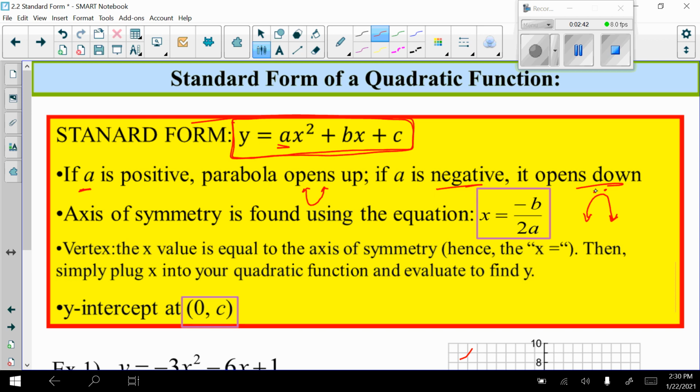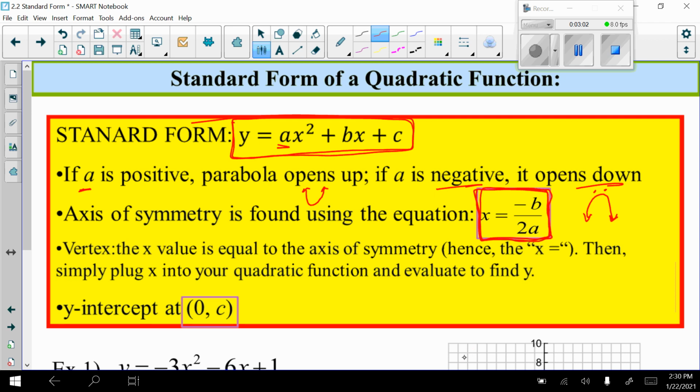The axis of symmetry. Remember, this was super easy to find in vertex form. All we needed to do was look at the number in the parentheses and flip the sign. In standard form, it's a little bit more involved. We have to use this equation, x equals negative b over 2a. It's going to be an equation that we use a lot. I'll show you how to use it down in this example.